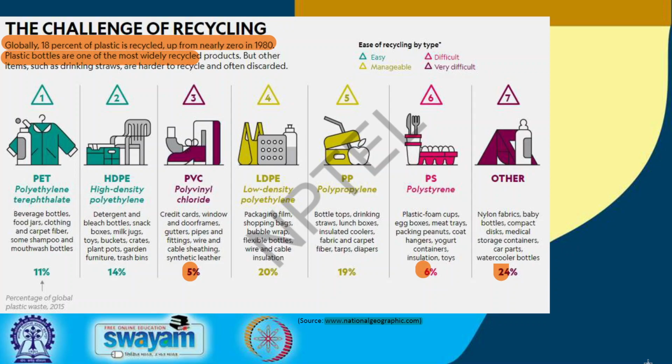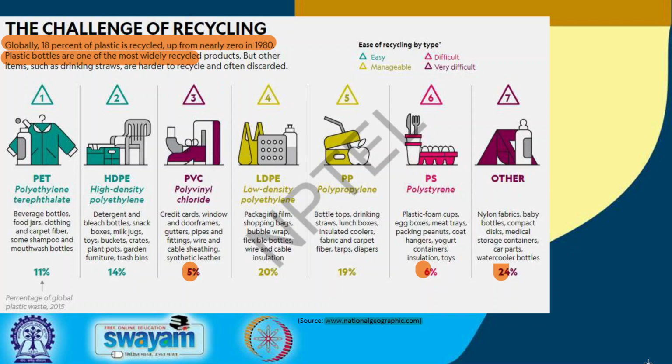Only 8% of plastic is recycled globally nowadays. In the 1980s, 0% was recycled. At least we have reached the stage of 18% recycling. Still, 82% is not collected and segregated properly before entering the waste management system.